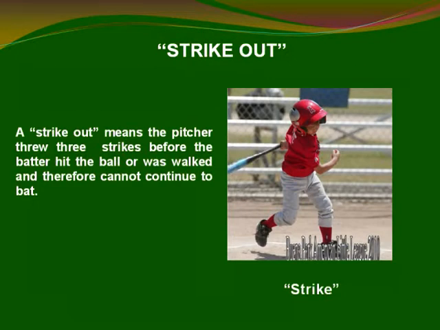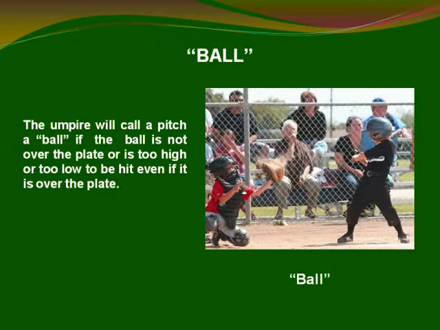A strikeout means a pitcher threw 3 strikes before the batter hit the ball or was walked, and therefore the batter cannot continue to bat. The umpire will call a pitch a ball if the ball is not over the plate or is too high or too low to hit, even if it is over the plate.